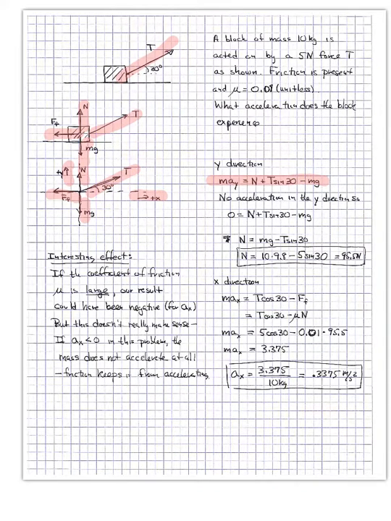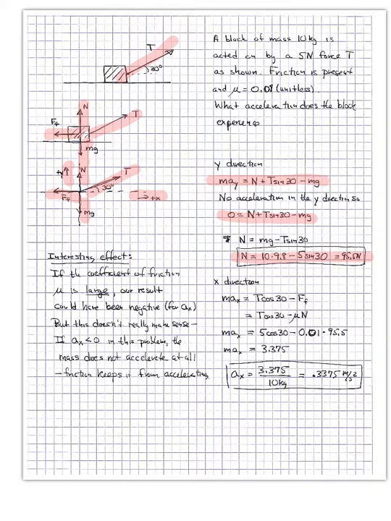Once again, the block is not supposed to fly off the table, so we're going to say that the acceleration in the y direction is 0. Boom. So I can now write out the normal force. The normal force is just 95.5 newtons. Now, why do I care about the normal force? Well, I care about the normal force in this problem because it's going to play a role in the friction.